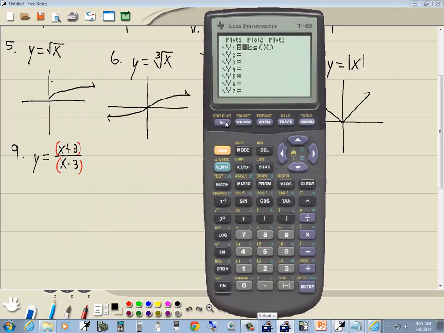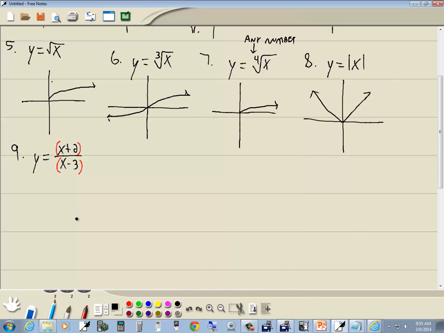So I'm going to press my y equals, press my clear. I'll do a beginning parentheses, x plus 2, closing parentheses, divided by, beginning parentheses, x minus 3, closing parentheses. So that's how we type it in, and then we press graph. And try to sketch this. It won't be precise. I don't think it will be. And doing this from memory, which is questionable with me. Okay, more or less that's what our graph looks like.